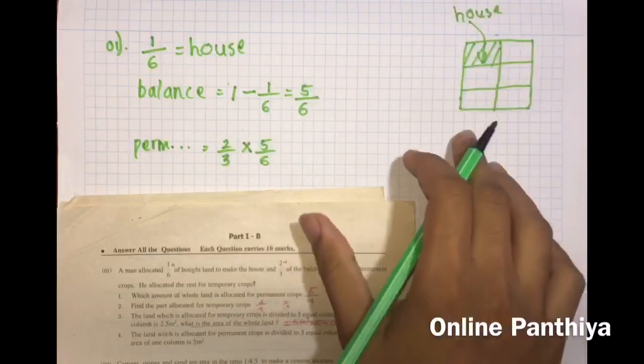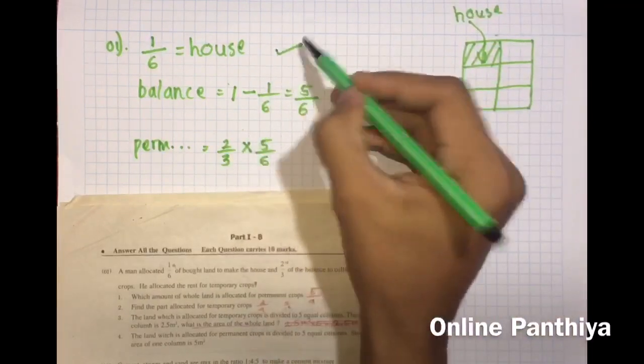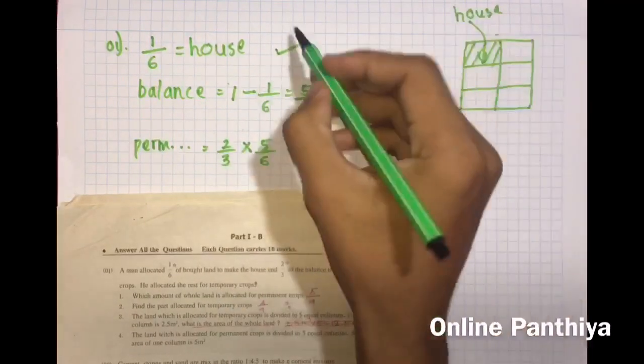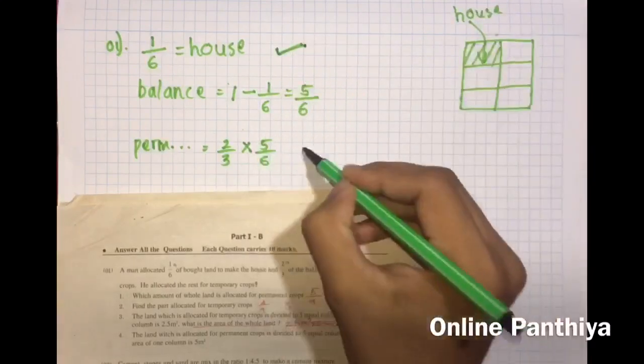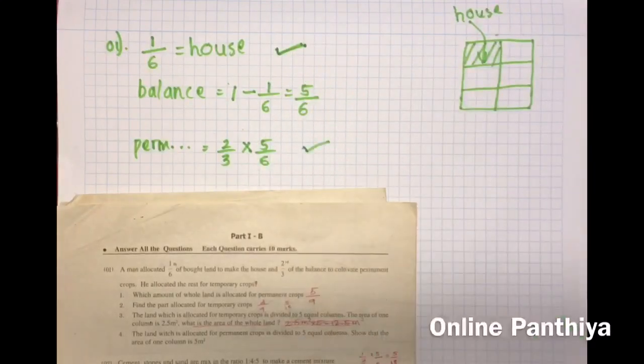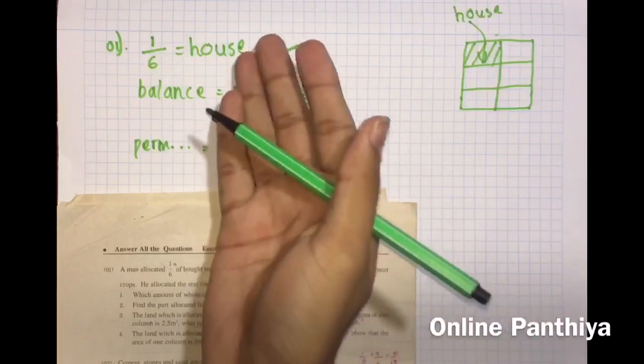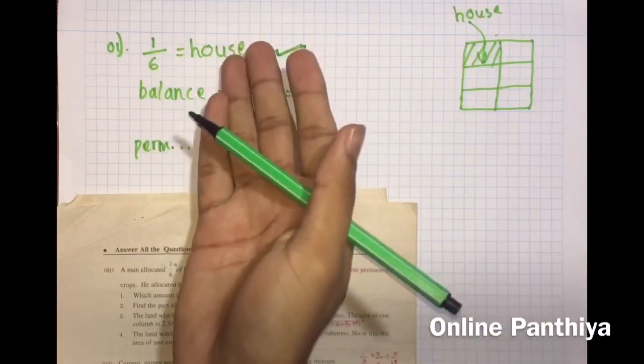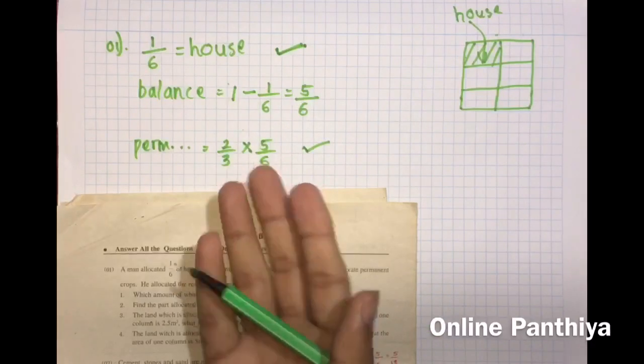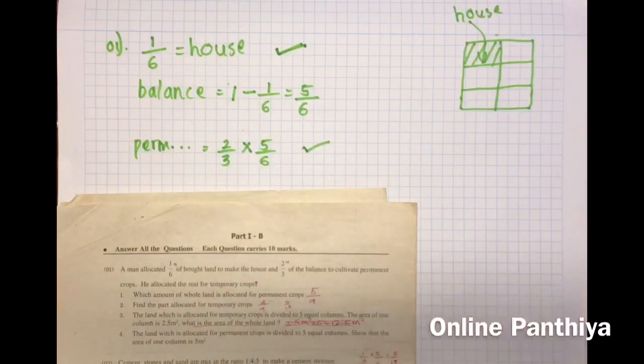From the total house, a part is taken for house. From the total land, a part is taken for house. Also, a part is taken for permanent crops. And from the total land, the remainder you get once you add all these. Once you add house and the part for permanent crops, finally you get a remainder. Now, the remainder is equal to temporary crops.